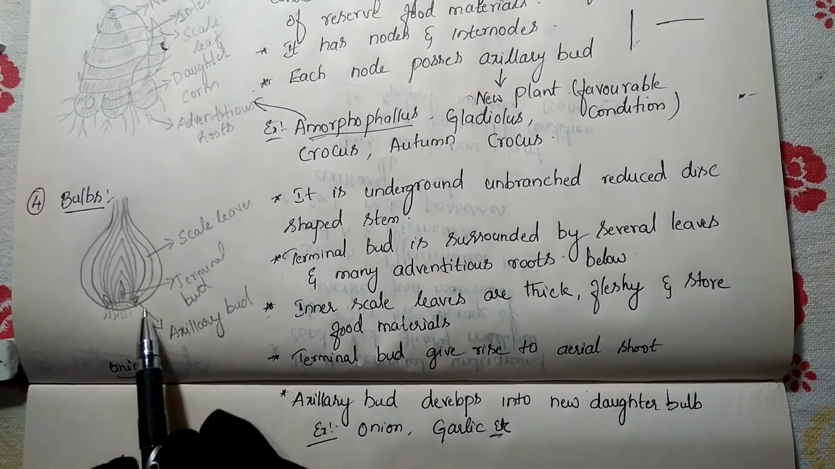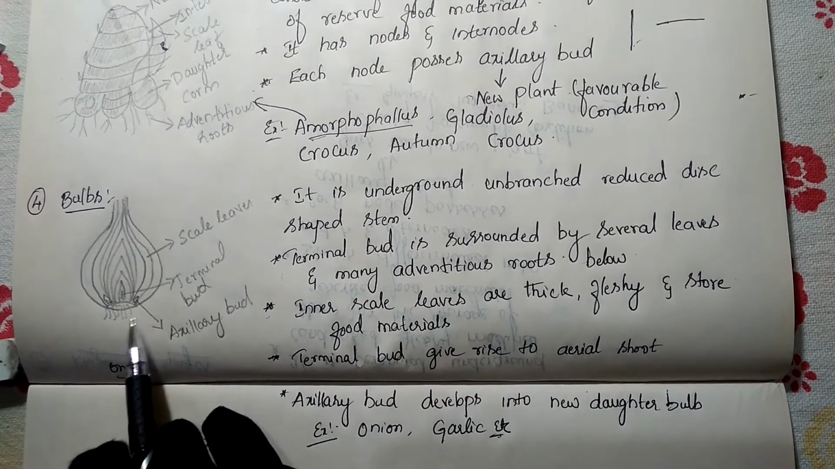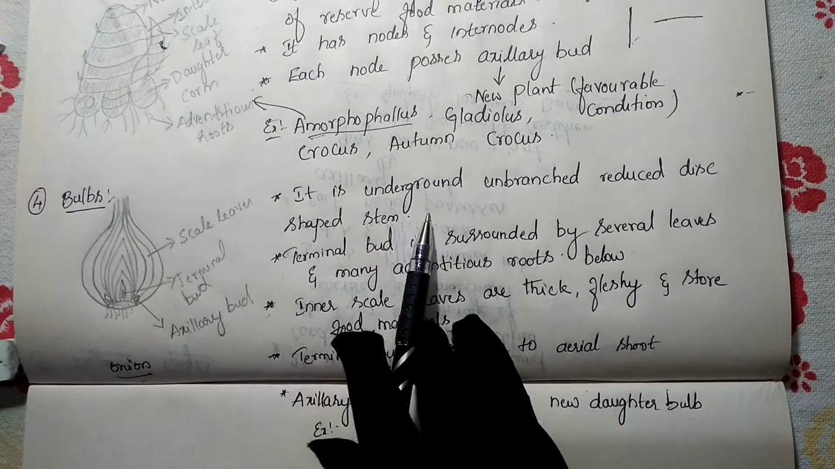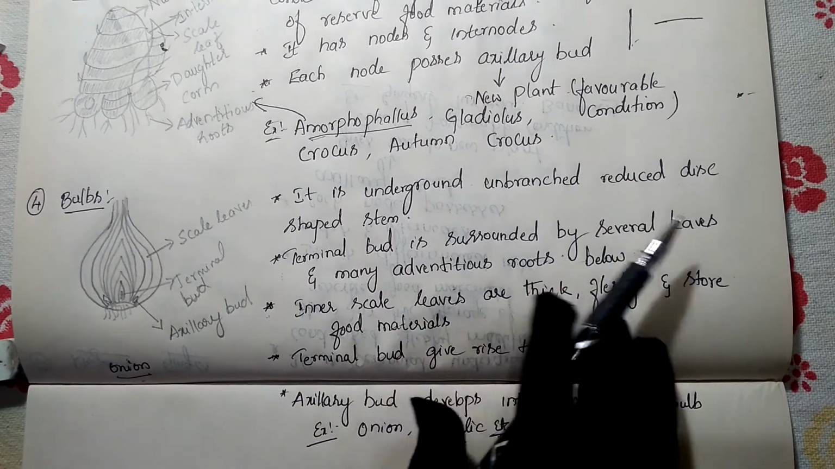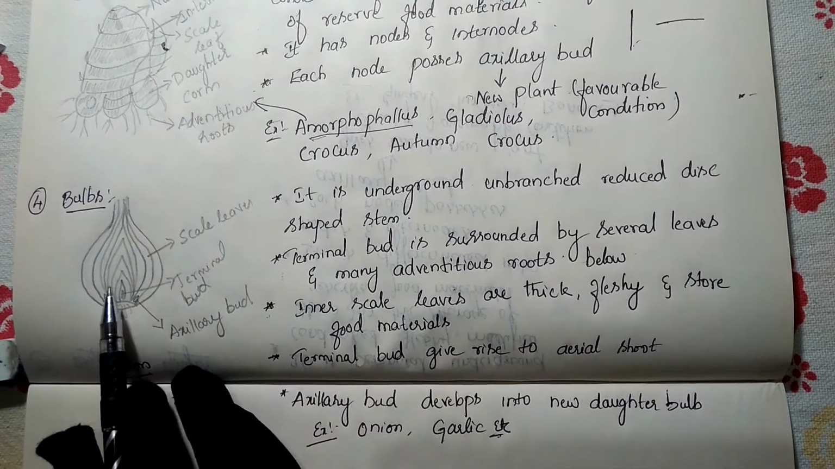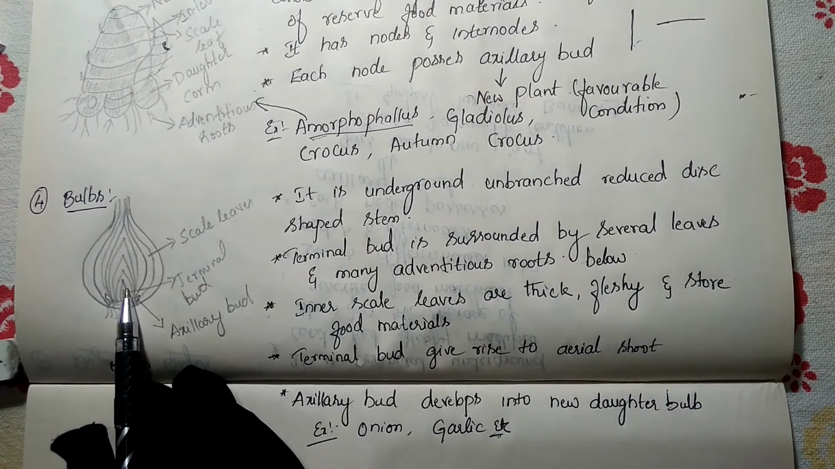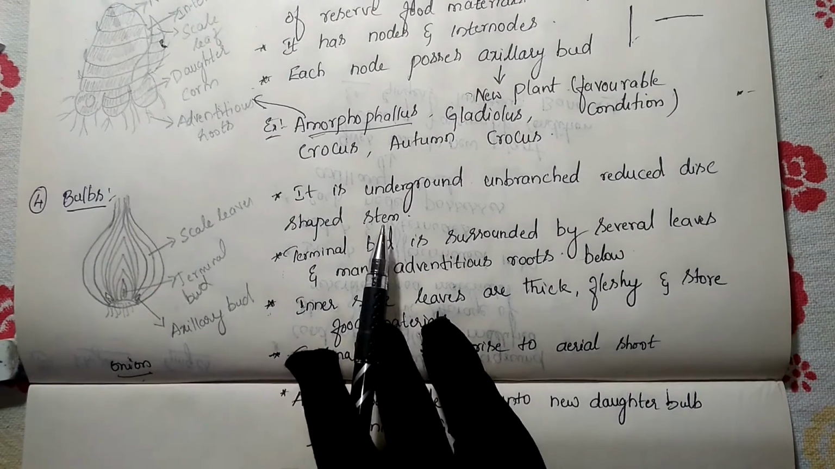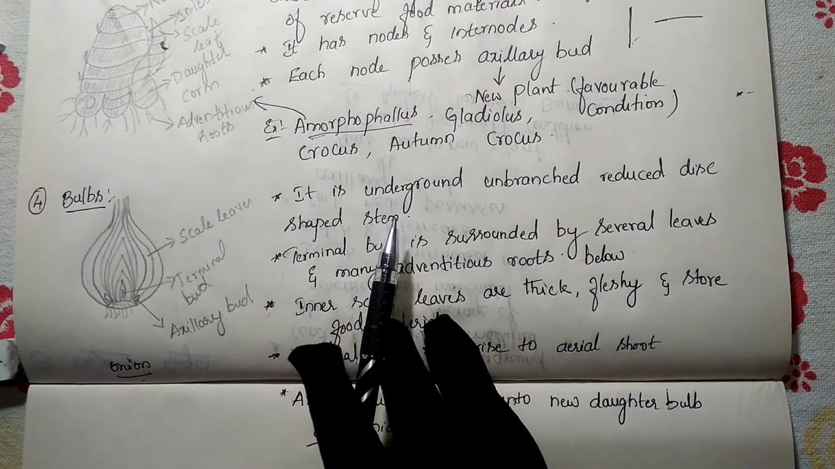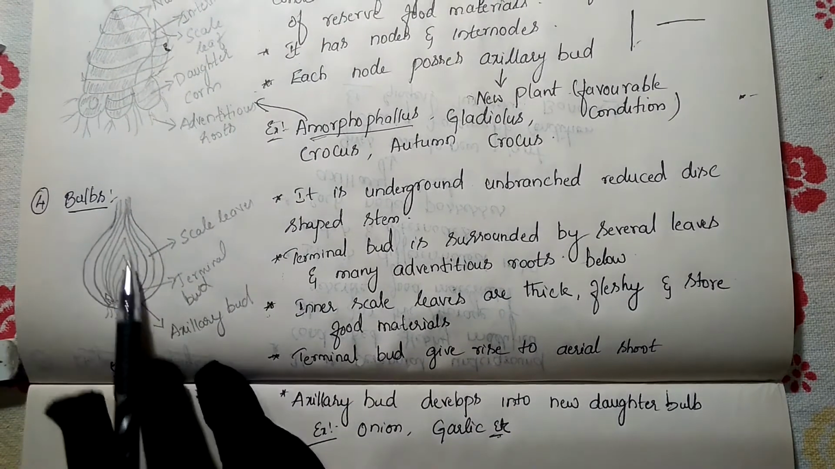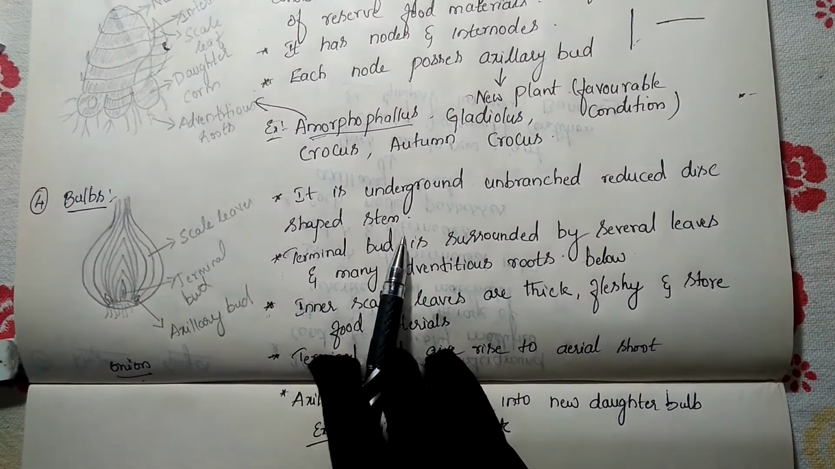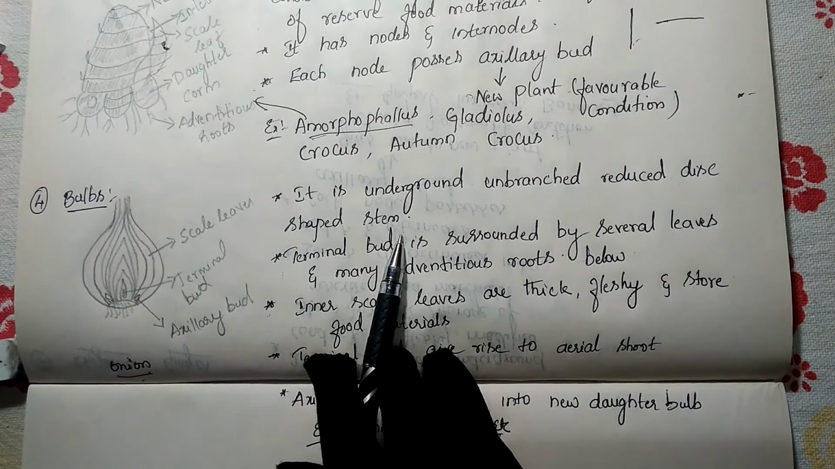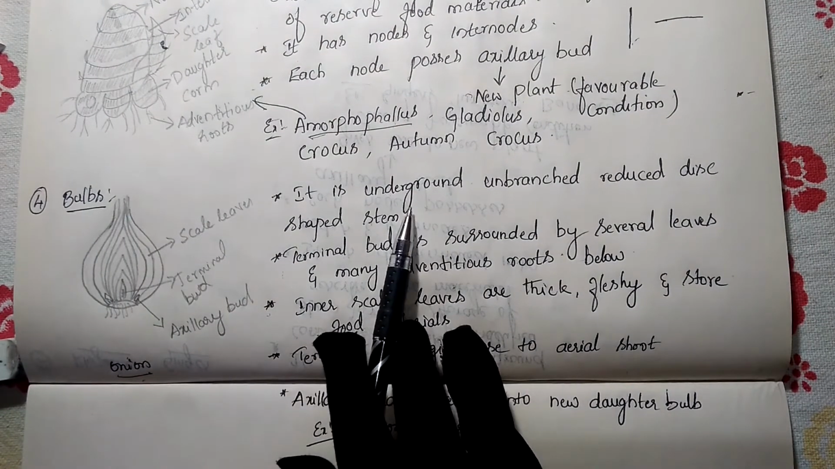So I will be taking an example of onion. This is the structure of the onion. It is also an underground, unbranched, reduced disc-shaped stem. So the onion which we consume in our day-to-day life is a stem, but that stem has modified itself in the form of a bulb. It appears in this bulb shape here. That's why the name we have been given is bulb.